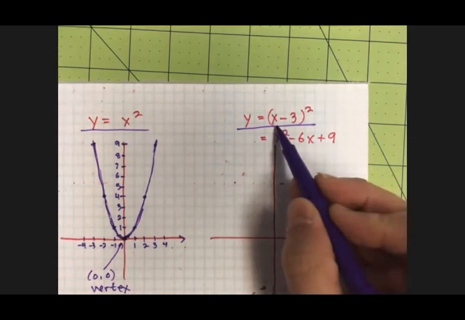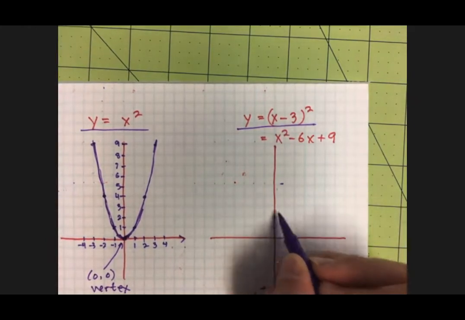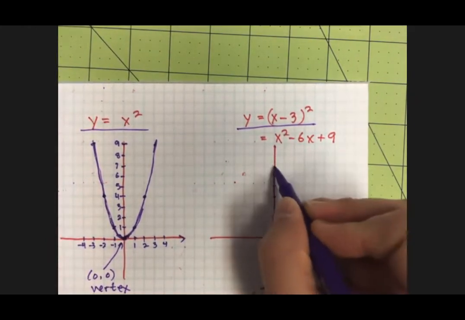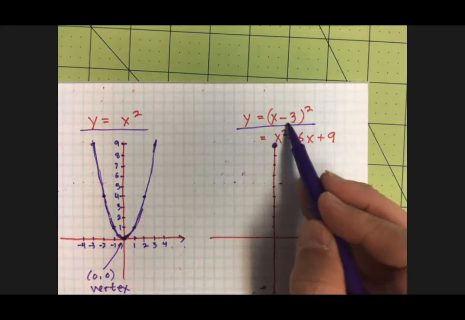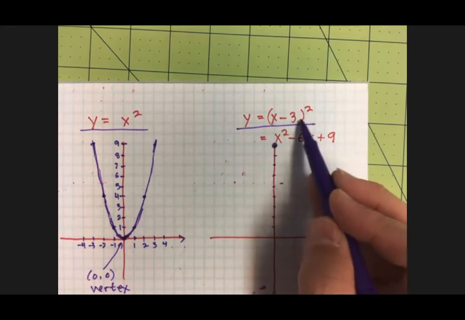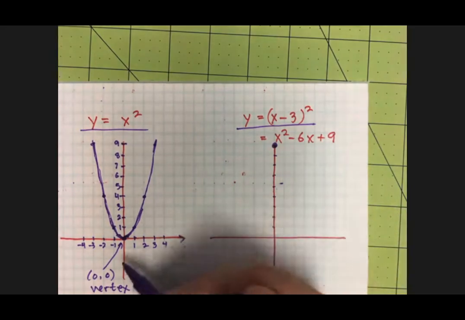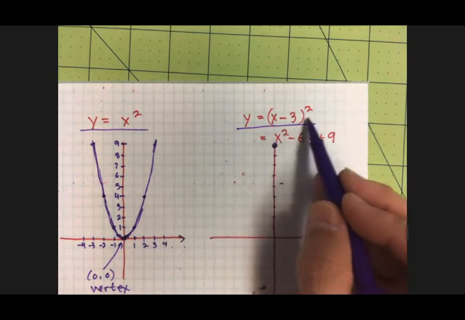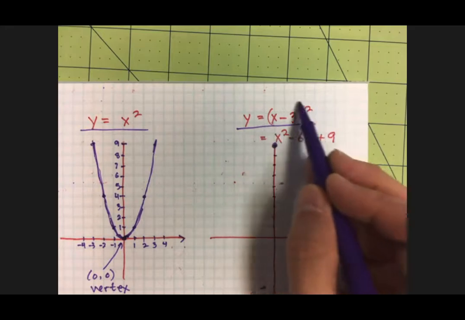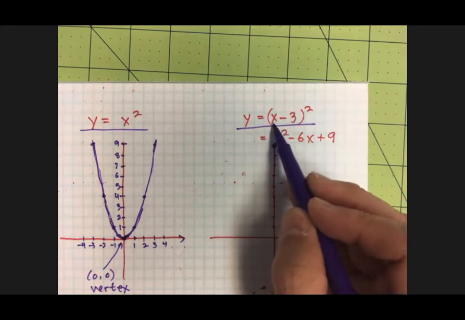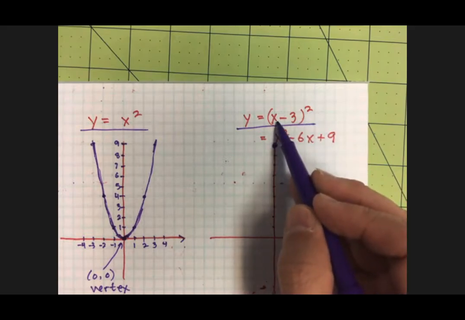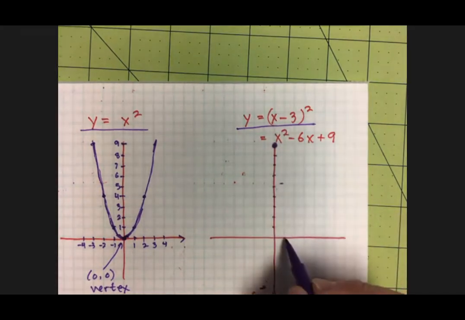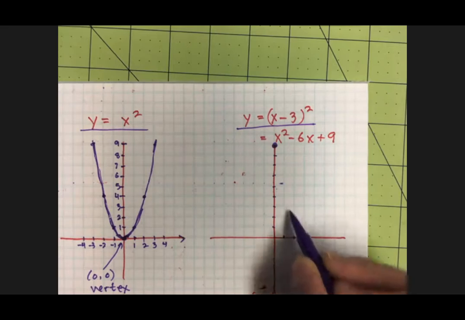But if I put a 0 in here, I get 9. Why do I get 9 if I put a 0 in there? Because 0 minus 3 is negative 3, and negative 3 squared is 9. Where did my vertex go? Well, think about it. How am I going to get a 0 coming out of here? If I want x minus 3 squared to be equal to 0, I'm going to have to stick a 3 in there. So notice if I put 3 in for that x, I get 0 output.